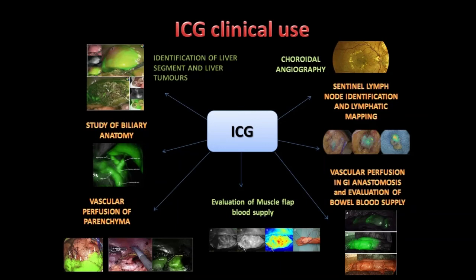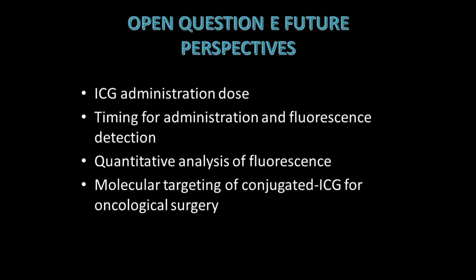Nowadays, ICG fluorescence guided surgery has a worldwide diffusion. It is currently employed for several different applications approved by the FDA, such as the study of biliary anatomy, lymphatic mapping, the evaluation of parenchymal perfusion and blood supply to bowel and mucous flap, the study of anastomotic perfusion, and the identification of liver metastases.